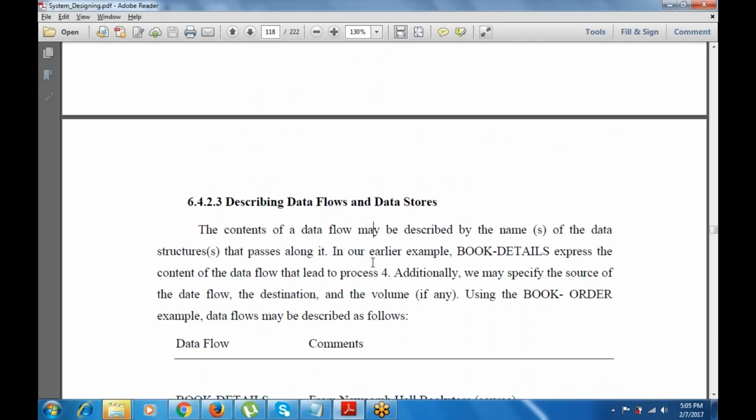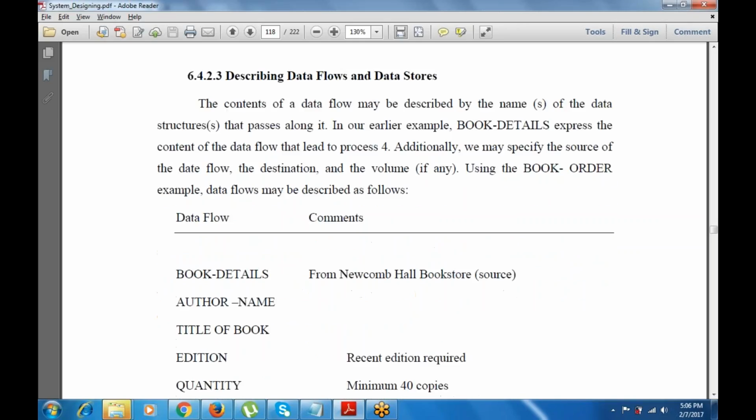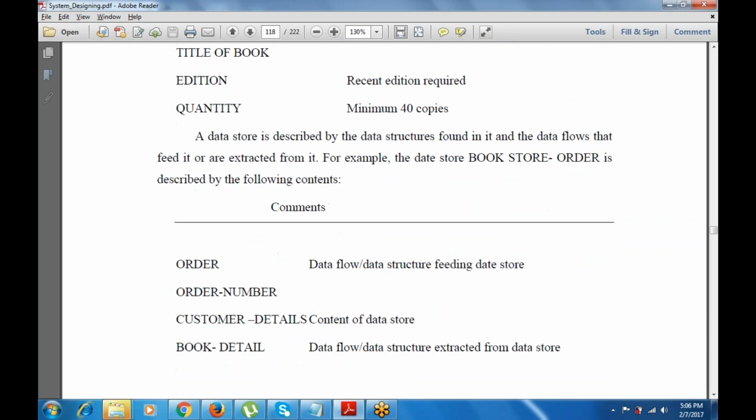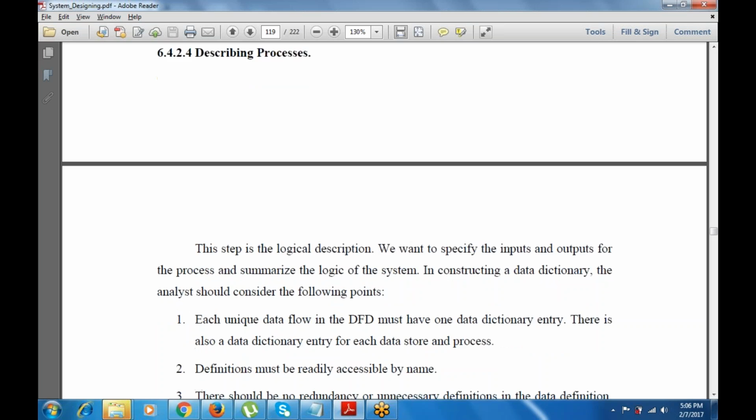The content of a data flow may be described by the names of the data structures that pass along with it. In the earlier example, book details expresses the content of the data flow that leads to the process. Additionally, it also specifies the source, the destination, and the volume if any. If there is any volume, it will be declared with the book order and book details in the DFDs. This is the book details from the new bookstore, then edition, a recent edition required, then 40 copies.